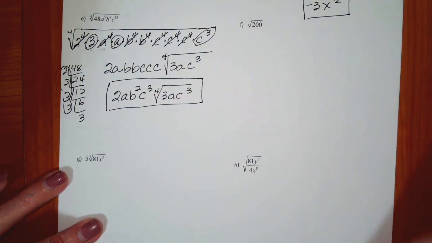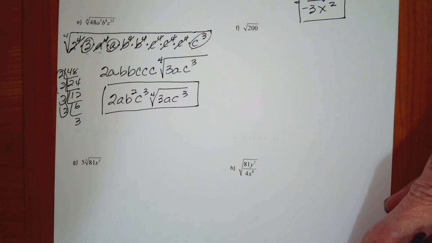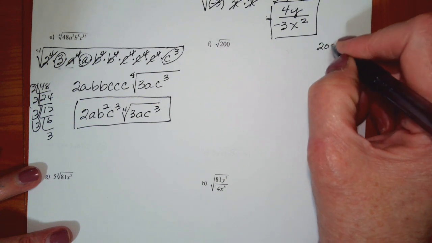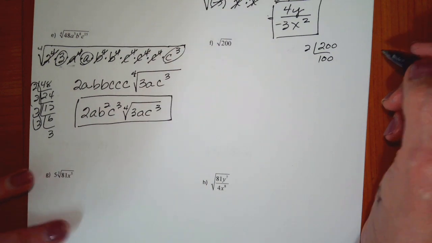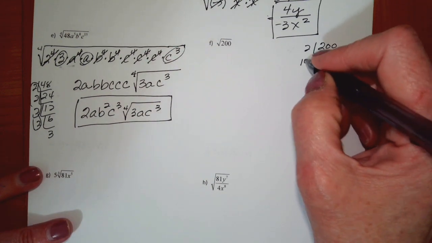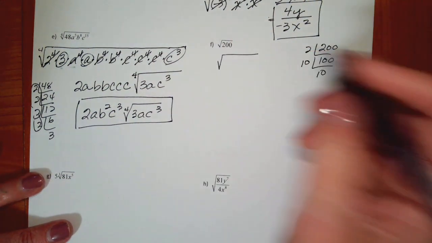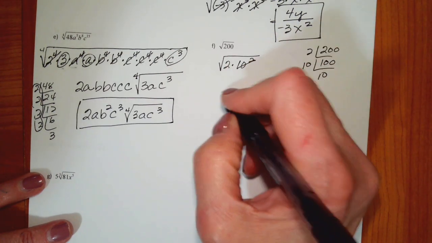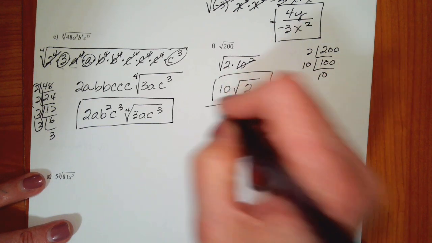And I forgot to do that up here. Okay. The square root of 200. All right, well, 200 is divisible by 2, which is 100. Now at this point, if you know what the square root of 100 is, that's fine. That's 10 times 10. If not, go ahead and break it down. So this becomes the square root of 2 times 10 to the second. This comes out as a 10, and I'm left with the square root of 2 inside.